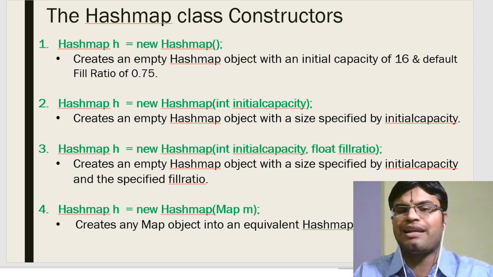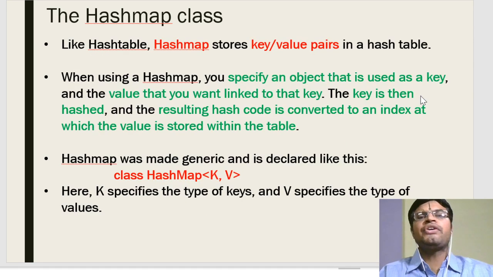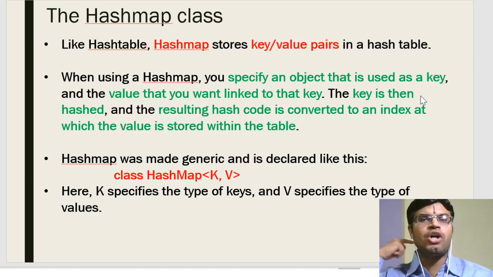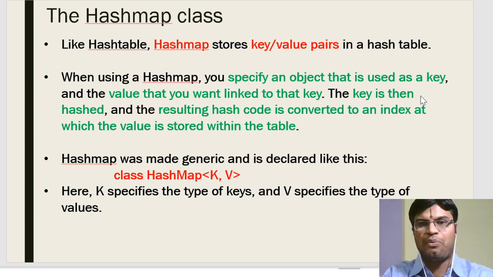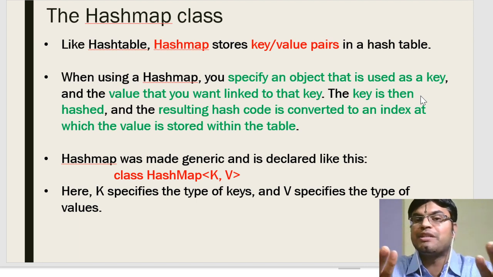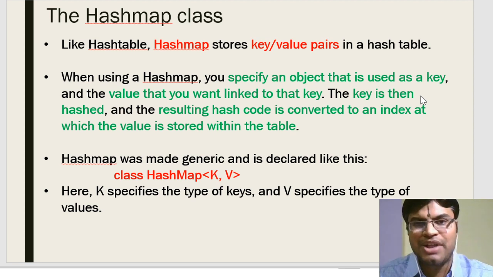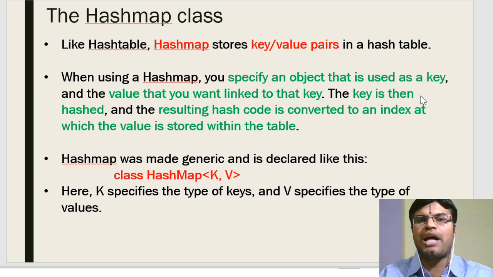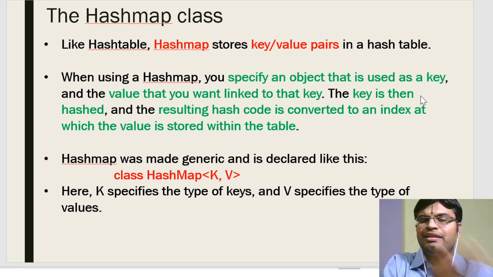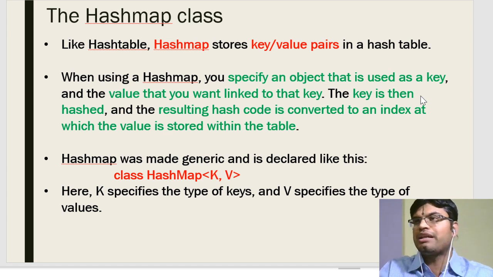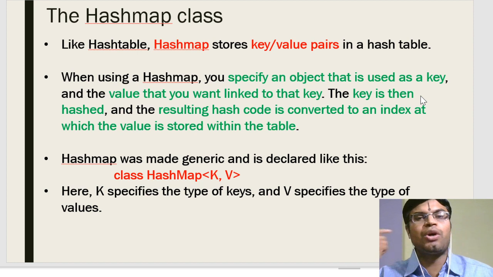So we will continue with the next slide, guys. You can see here in this slide, we have already seen that your hash map will store keys and value pairs, just like your hash tables. And whatever I've explained using that diagram is written in the notes here. Whenever you are using a hash map, you have to specify an object. That object is used as a key, and the value that you want to be linked can be given to that particular key. The key is then hashed using a hash function, and that resulting hash code has to be converted back to an index value, so that I can store it in my array. That is what the second point is saying.